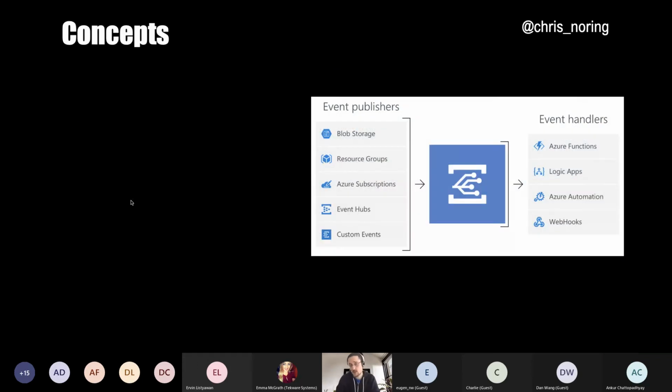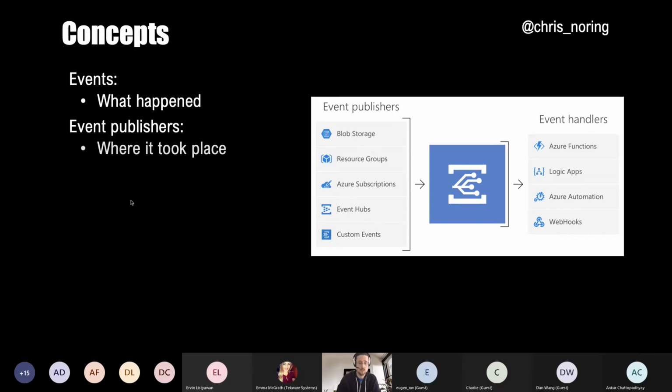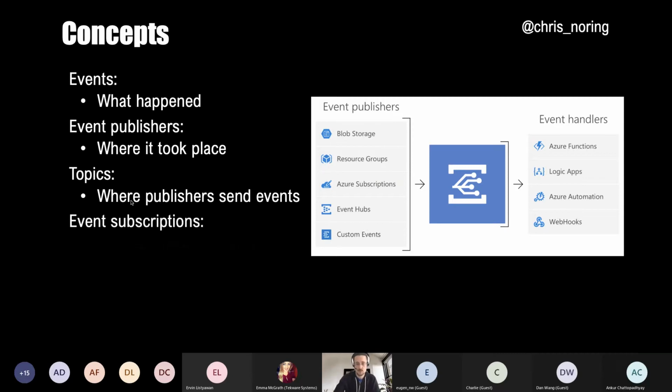Now, let's repeat these concepts again. We have the concept of an event, which means what happened. We also have a concept that's called an event publisher, which says where it took place, a resource group, a blob storage. We also have a topic that says where publishers send events. And we lastly have event subscriptions. And a subscription is a connection between a specific topic and a handler. So I'm going to show you how to create these subscriptions shortly.